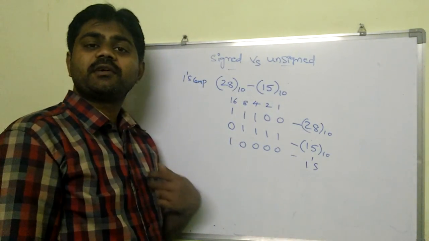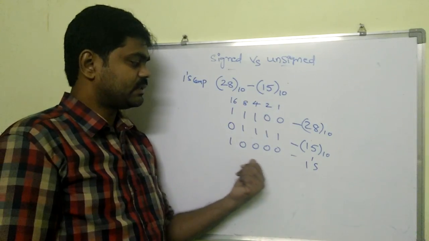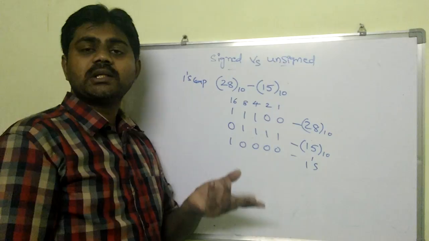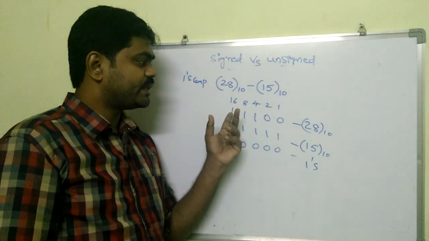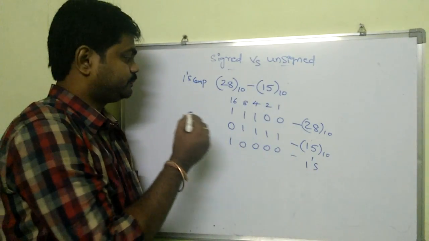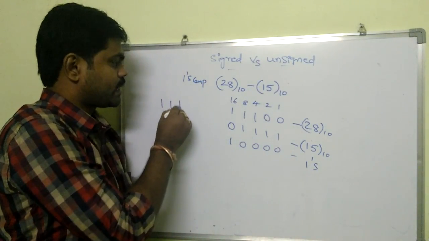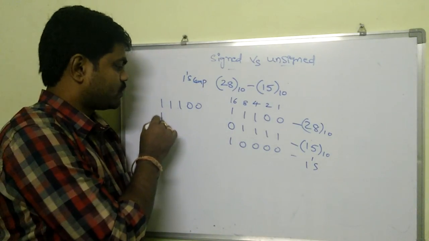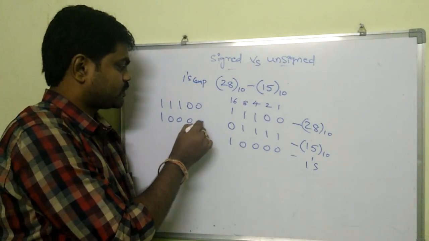So 1's complement of 15 is 1 and 4 zeros. Now I converted 15 to 1's complement, so I can add 28 and 15. Right, so what is 28 here? 1 1 1 0 0. What is 15 here? 1 0 0 0 0.